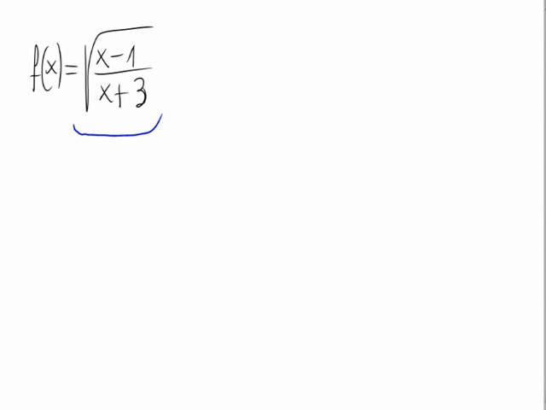As we can see, the function is a square root, so this function will make sense when what is inside is bigger or equal than 0. As the square root of 0 is 0, 0 would also be included in the domain. Inside the root we have a fraction, and a fraction makes sense when the denominator is not equal to 0.